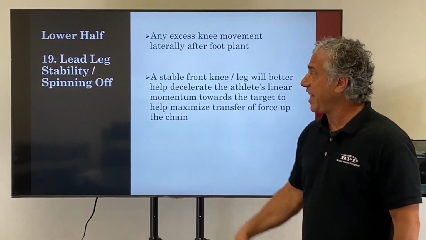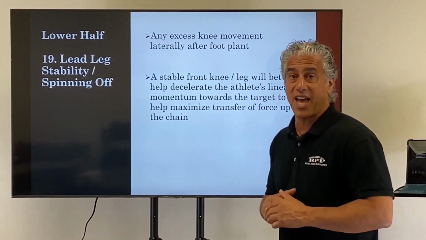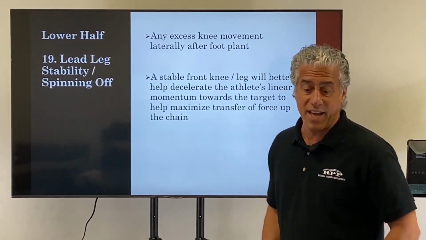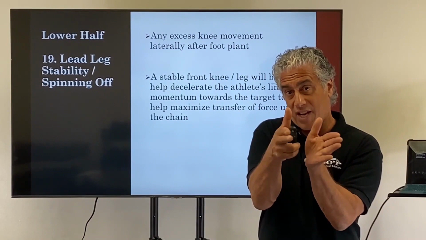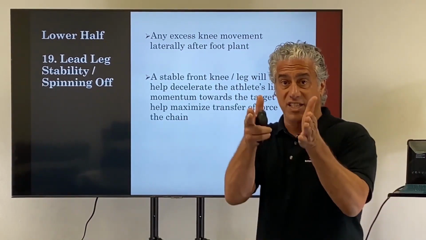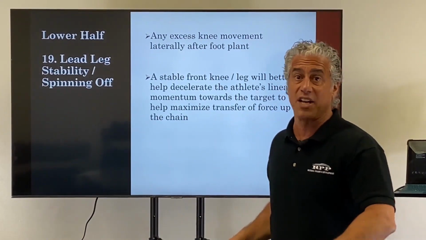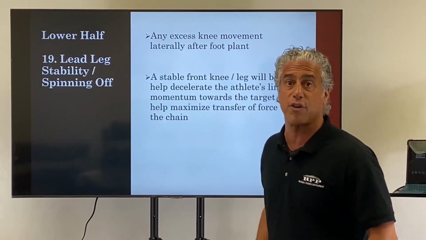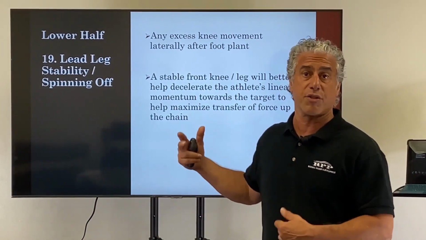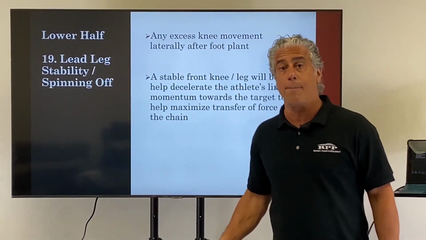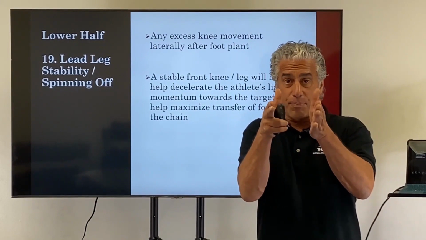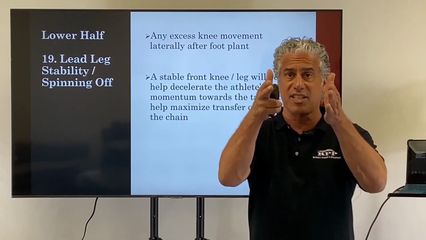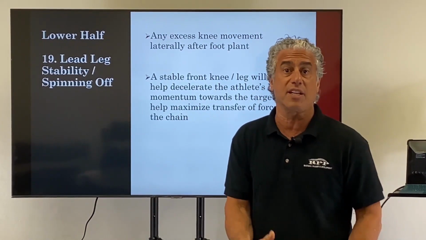Number 19, lead leg stability or spinning off. It goes hand in hand kind of with the front foot we were talking about. Many times when a guy has his foot opened up too much, either straight ahead or to the outside, a lot of times we can see that knee laterally shift to the outside, causing him to spin off, command issues, and also, once again, a poor transfer of force up the kinetic chain, up the leg, through the core, and into the arm. So what we're looking for is that knee at foot plant. Does it move laterally, or does he give us a nice deceleration pattern where he's nice and tight, keeping a good stable base of support that he can transfer force up through?